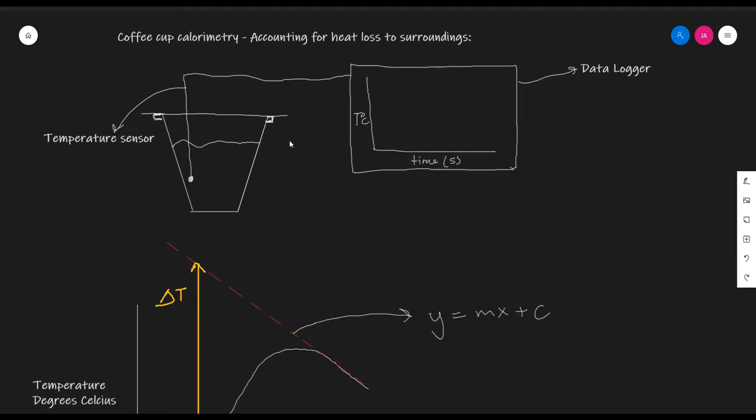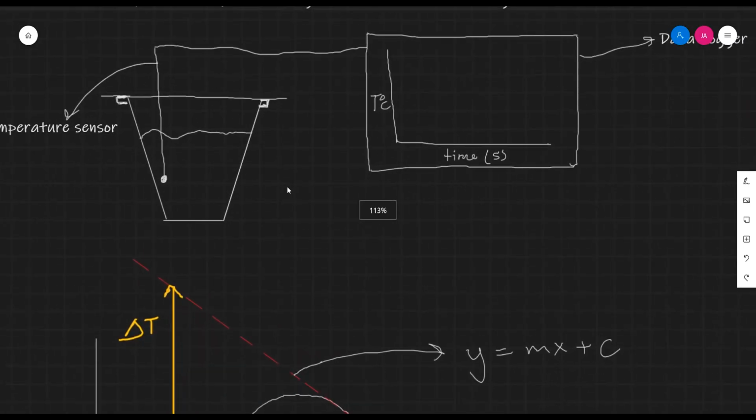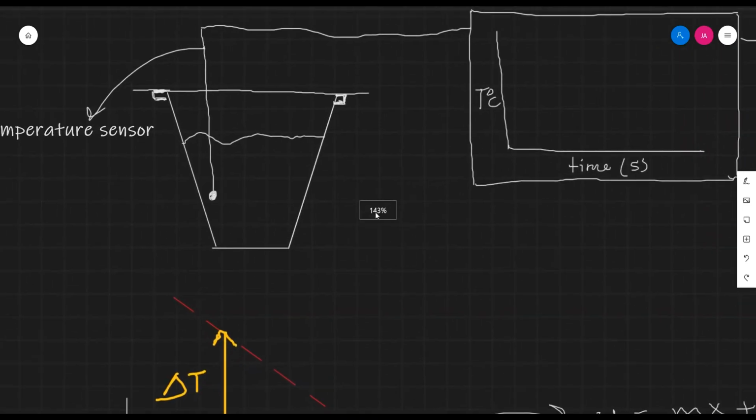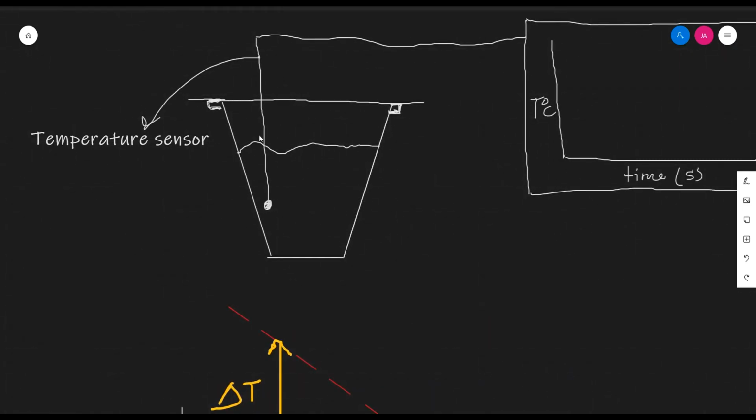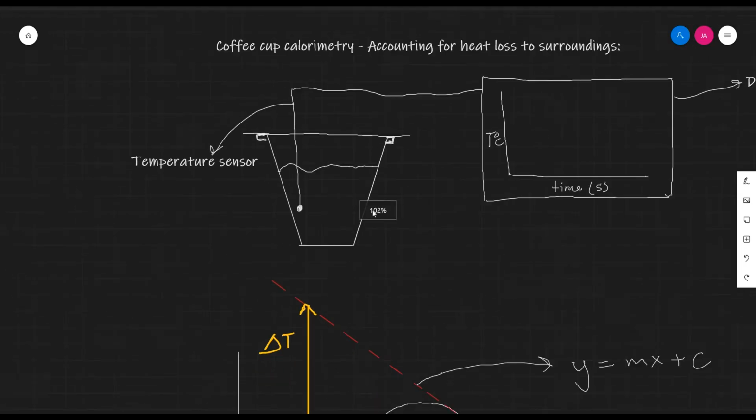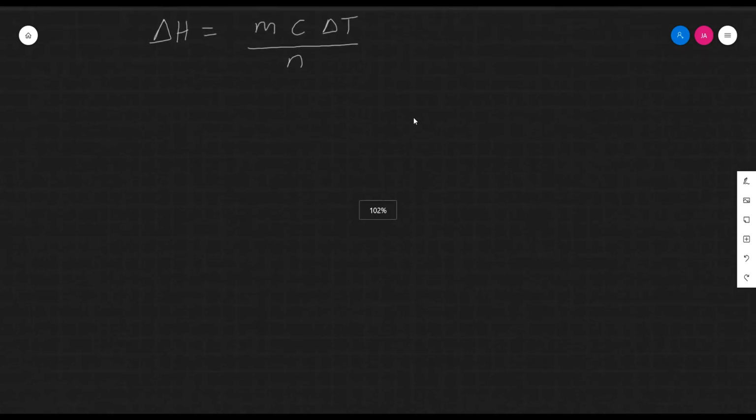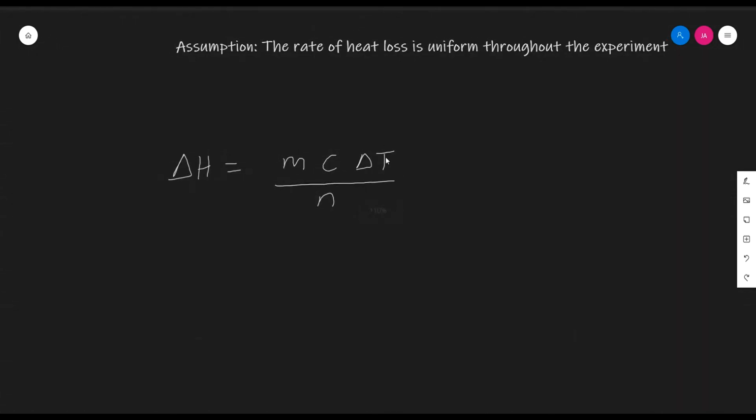Hello everyone. In this video I shall be discussing coffee cup calorimetry and the method we use graphically to account for some of the heat loss to the surroundings. Normally when we use a coffee cup calorimeter, the basic method would be to use a mercury thermometer, which is not the case in this diagram, to determine the initial and final temperatures of the solution only, and that's the temperature rise that we use in this equation here, delta T.